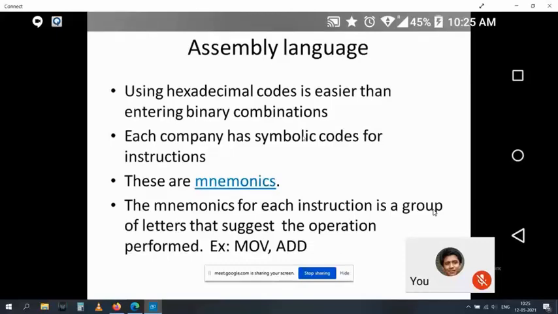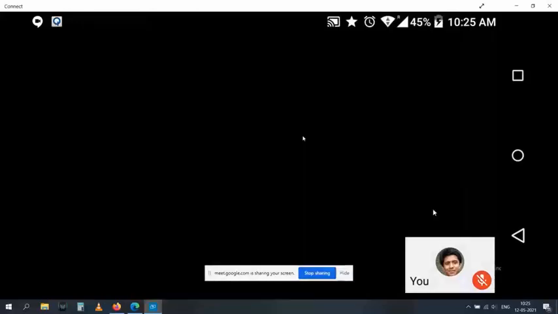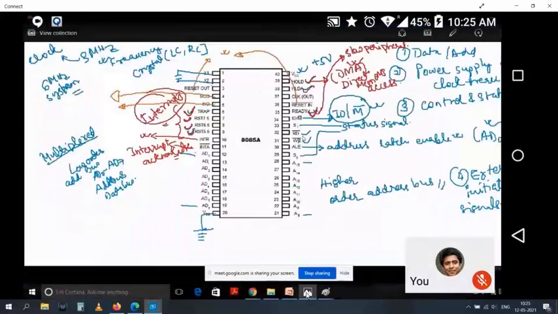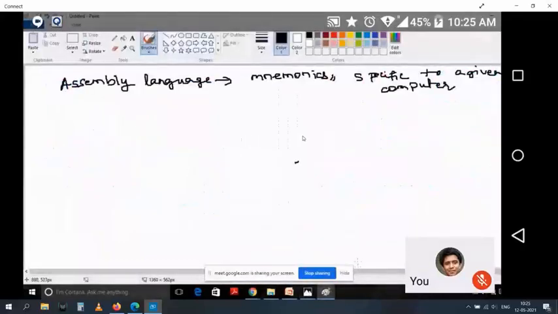Symbolic code for these instructions. So these instructions are given in mnemonics. Okay. So what is this mnemonic? So the mnemonic for each instruction is a group of letters that suggests the operation. That means here we are seeing MOV, ADD. The instruction is MOV. The mnemonic is MOV. That means it is move. ADD, it is add. Okay, so it is telling me what to do.